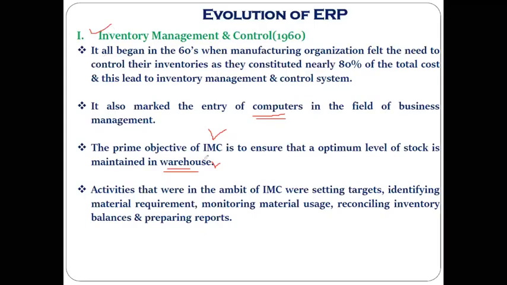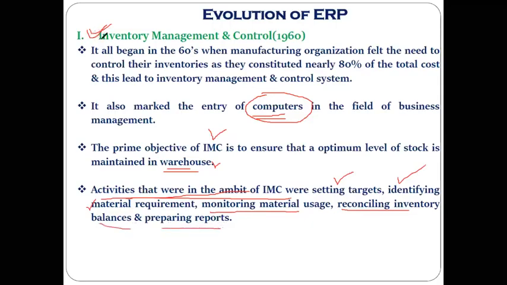Inventory management and control as an information system was started on computers. Okay, you can call it the first kind of modern information system. Understood? So the first kind of modern information system is referred to as inventory management and control. Using IMC, a number of activities get done. Now what kind of activities? Setting the targets, identifying the material requirement, monitoring the material uses, reconciling the inventory balances, and preparing the reports.